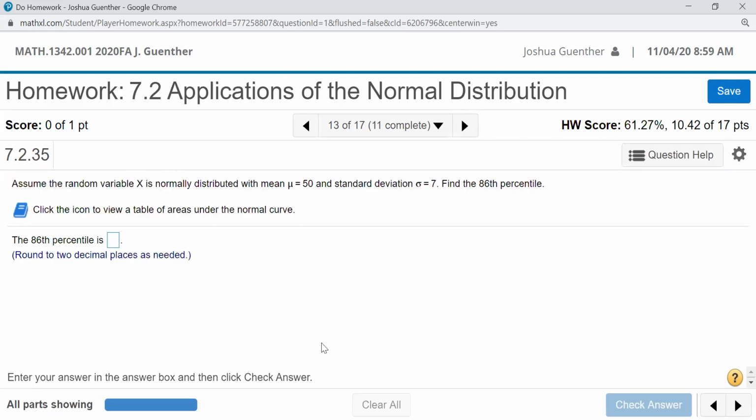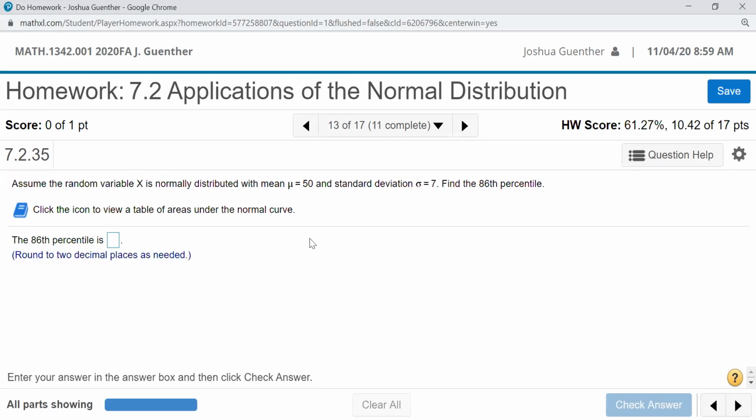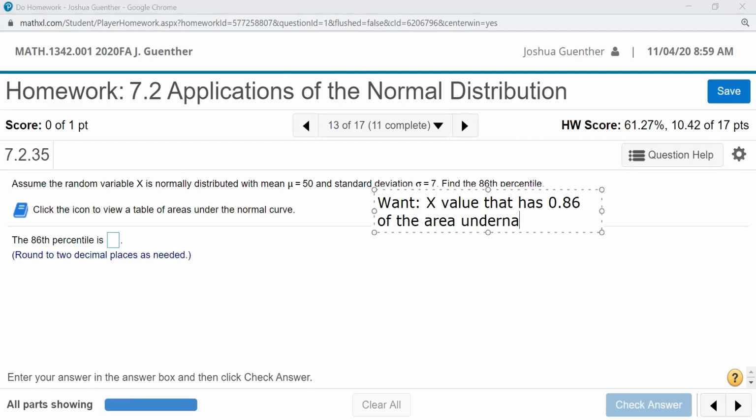The 86th percentile. Assume a random variable x is normally distributed with a mean of 50 and a standard deviation of 7. Find the 86th percentile. What are you talking about? Well, what we want is the x value that has 0.86 of the area underneath it.